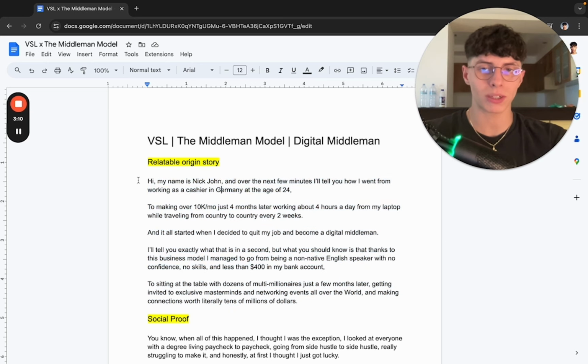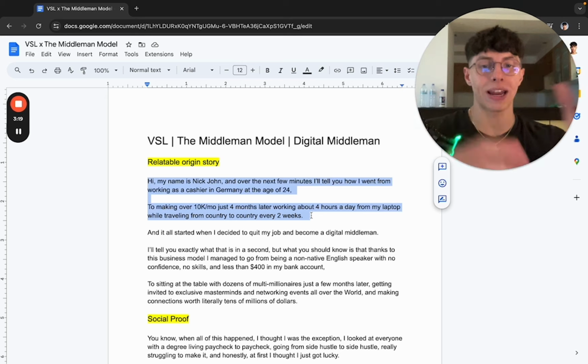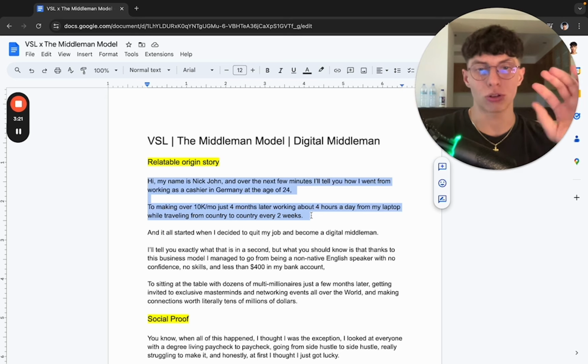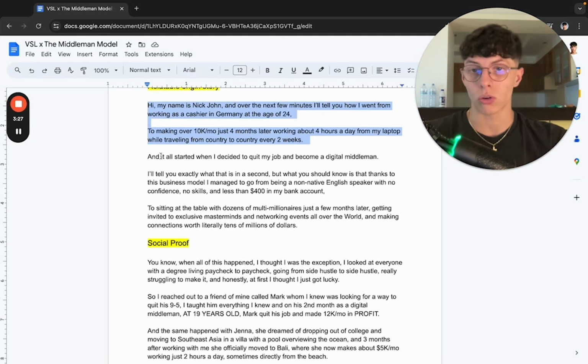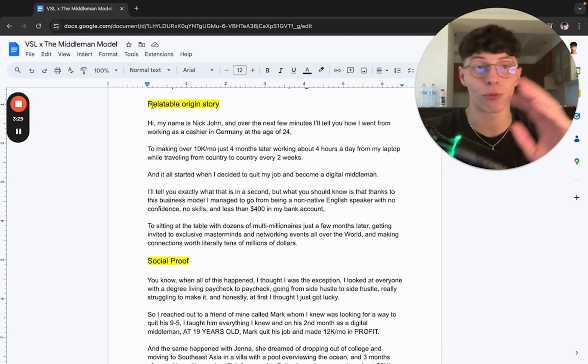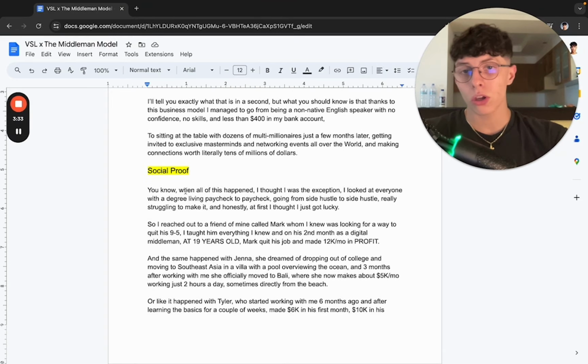So this is a good lead, a good story, a good origin story. We go from a situation that's ideally worse than the situation our avatar, our ICP, is in right now, and then we go to the dream outcome, the dream life that our ICP or avatar would like and dreams of. So you see how this is sort of a before and after story. Then we go into the social proof. You know, when all of this happened, I thought I was an exception.